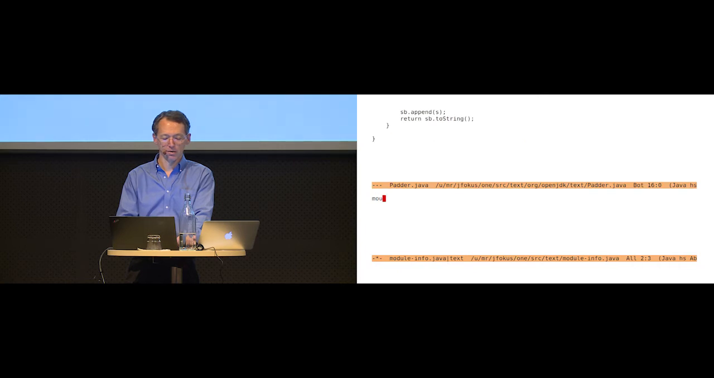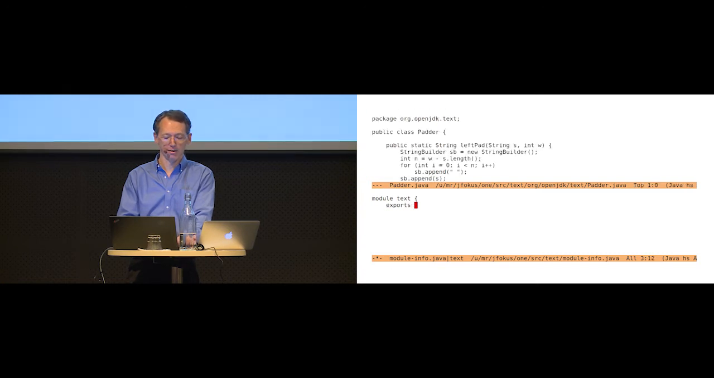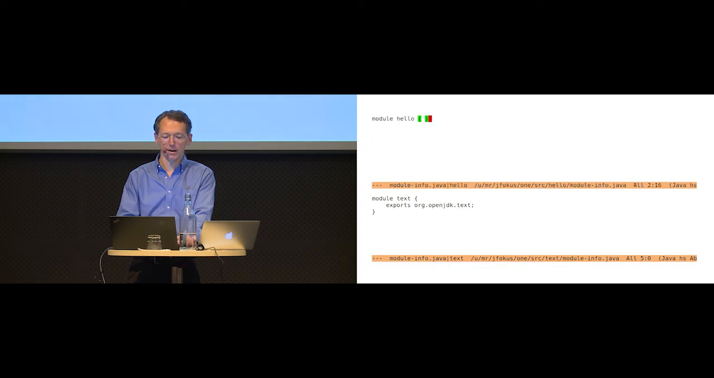Now, this is going to be module text. Do I need to write any requires? No. Do I need to write any exports? And what should that exports be? org.openjdk.text. Okay. Good. Now I should go back to my other module info, the one for the hello module, and here I should write what? Requires text. Okay, this should all work, right? Yeah, it should.